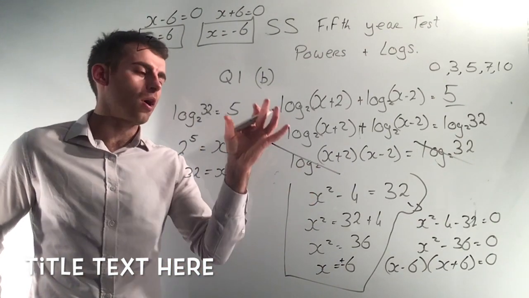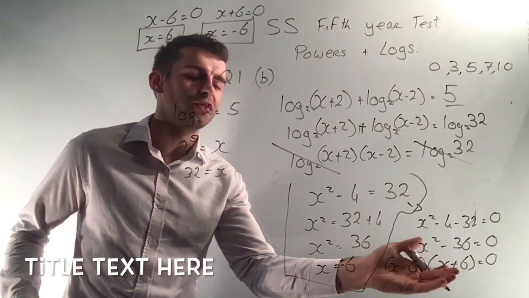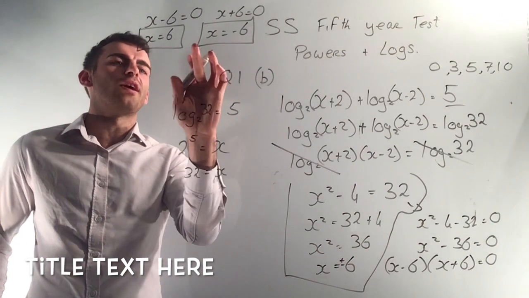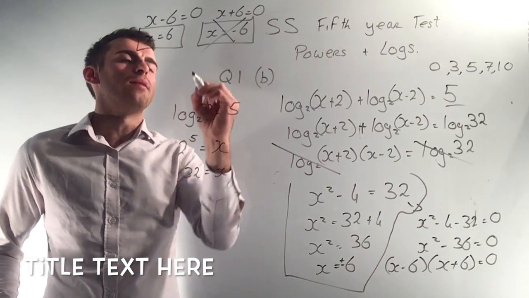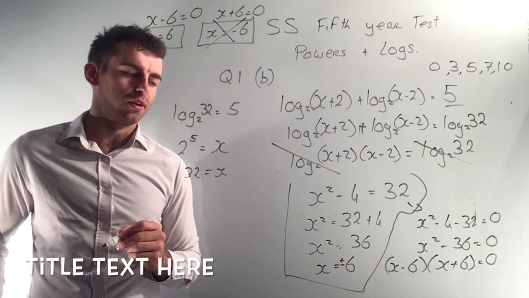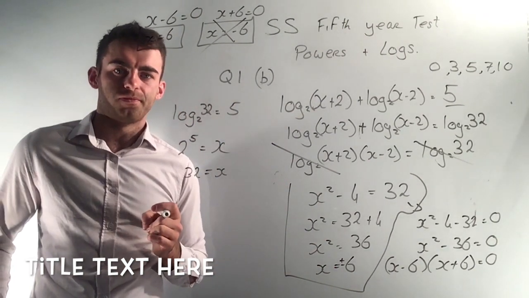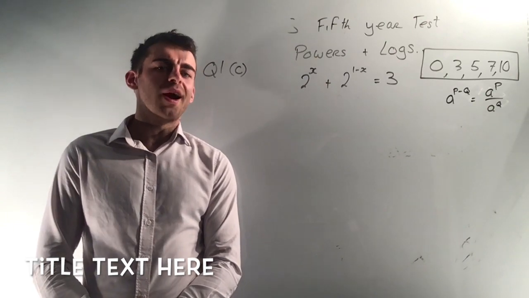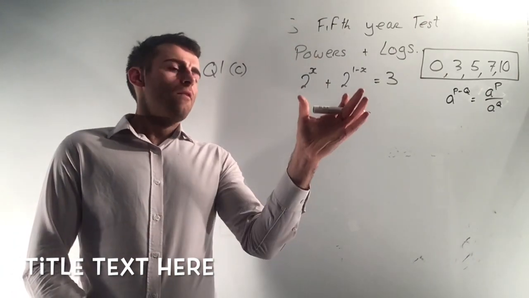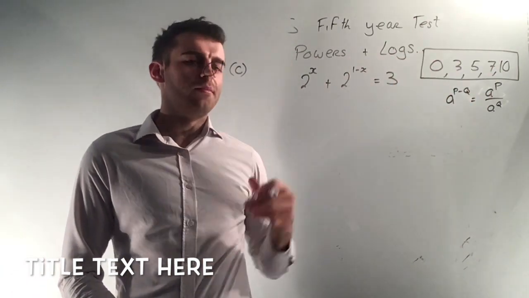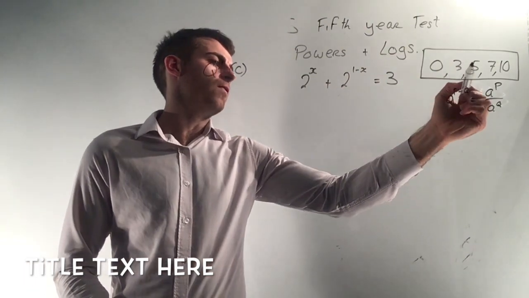I'm sticking on this too long. All I want to highlight is you should have answered that question like that, and you would have got your answer as x equals 6, and you would have eliminated the x equals minus 6 answer. But luckily, everyone got full marks for that in that scenario. Okay, so for part C of this question, first of all, I want you to notice that my marking scheme is the exact same. I have 0, 3, 5, 7, or 10.